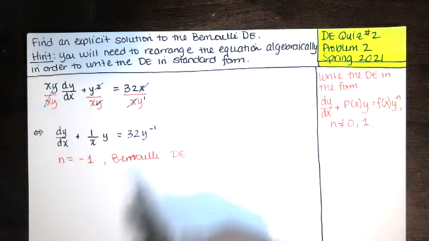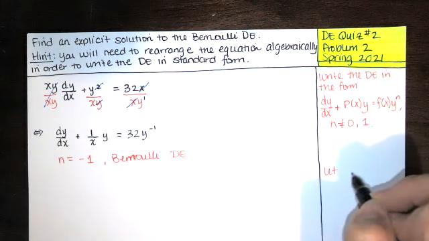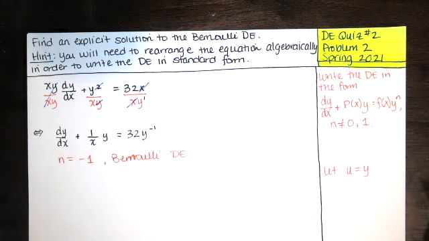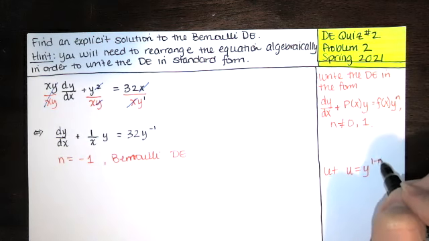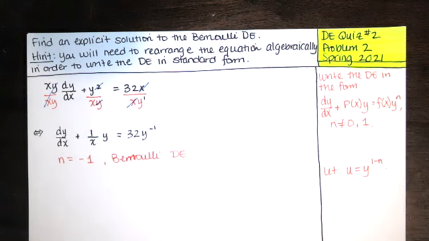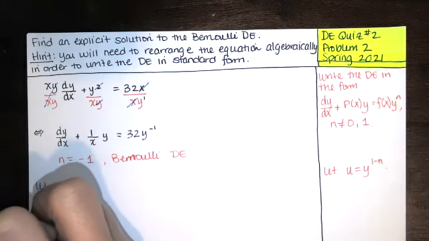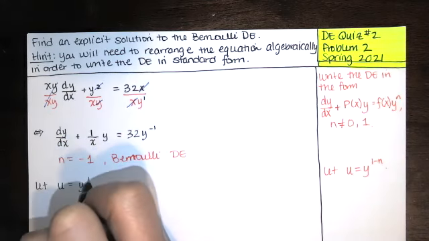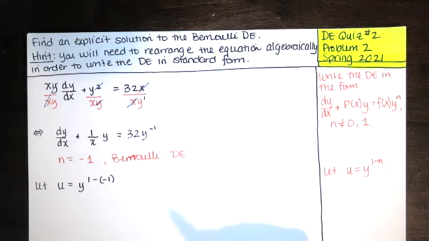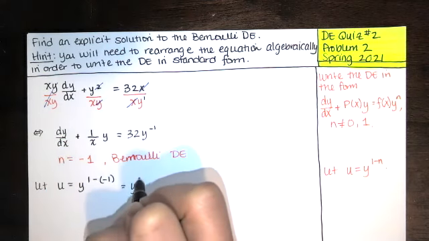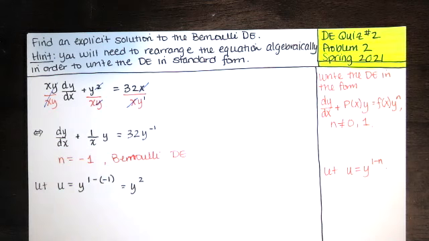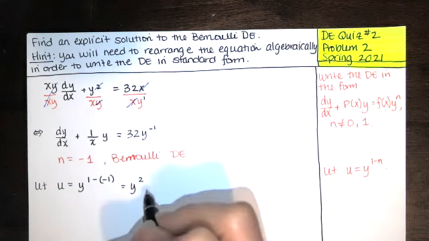Okay, so the way we solve a Bernoulli equation is we always make a substitution. And that substitution is this. We're going to let u equal y to the one minus n, and then compute the derivative. In our case, n is negative one. So we have y to the one minus a negative one, or one plus one, which is two.